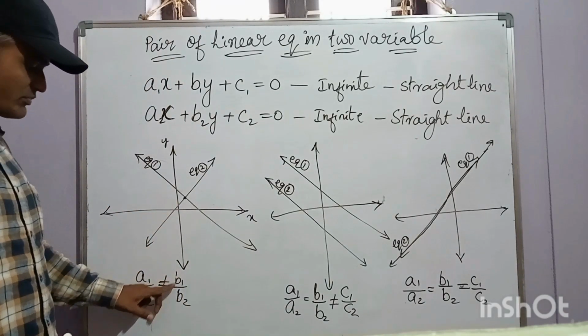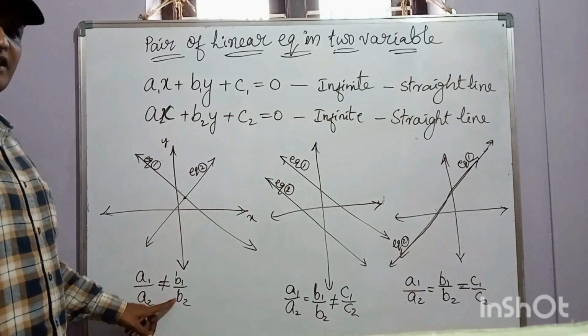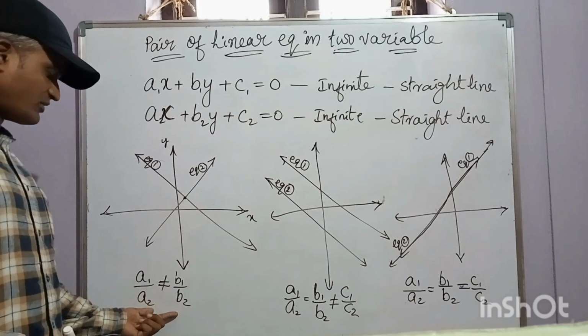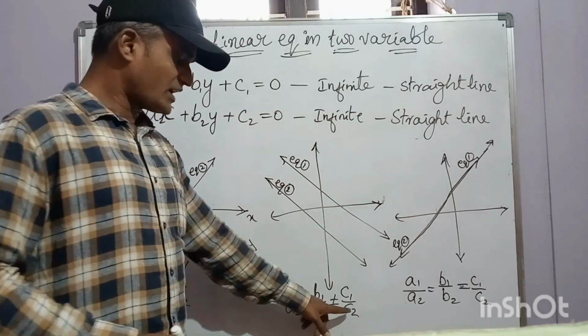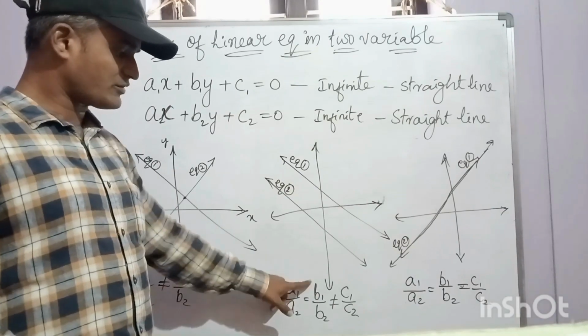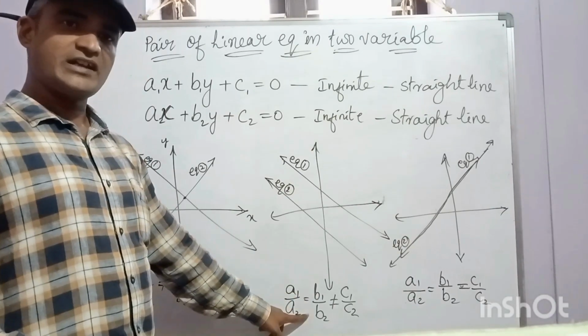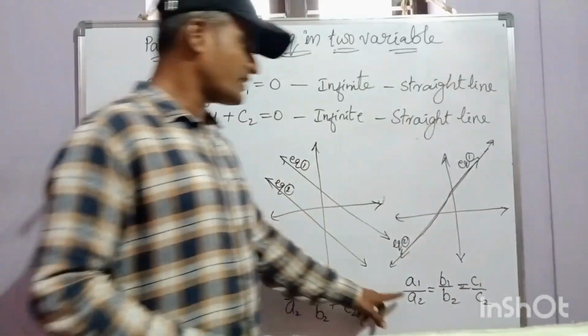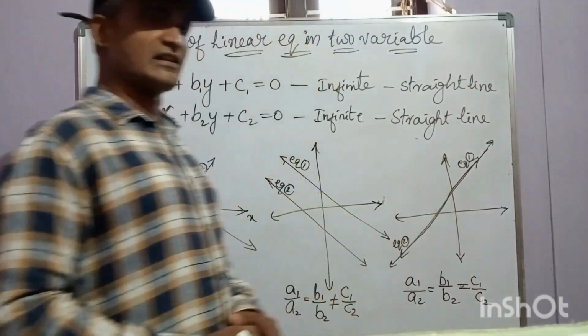If a1 by a2 and b1 by b2 are not equal, then it is not required to check c1 by c2. If they are equal, then only check whether c1 by c2 is equal or not. So if a1 by a2 and b1 by b2 are equal and c1 by c2 is not equal, then they are parallel lines. If all three are equal, they are coincident lines.